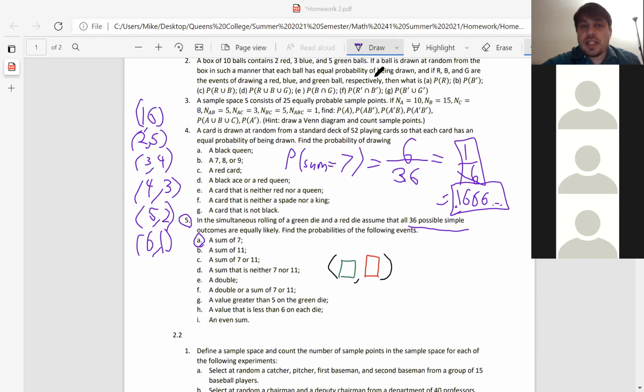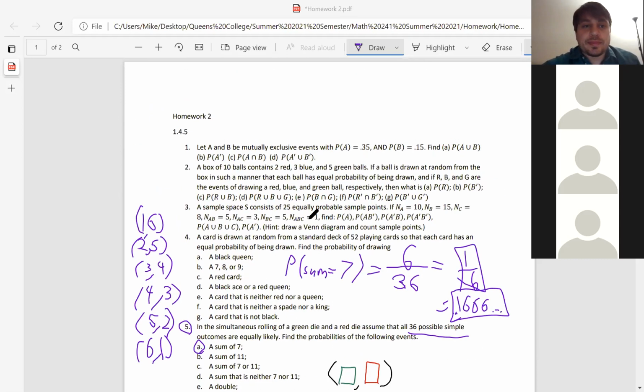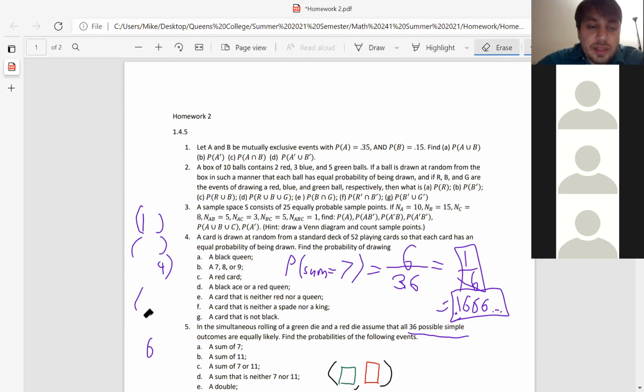Number 3. It says a sample space S consists of 25 equally probable sample points. If n sub A is 10, n sub B is 15, n sub C is 8, n sub AB is 5, n sub AC is 3, n sub BC is 5, n sub ABC is 1. Find these probabilities. Okay, so again, I'm going to erase this.